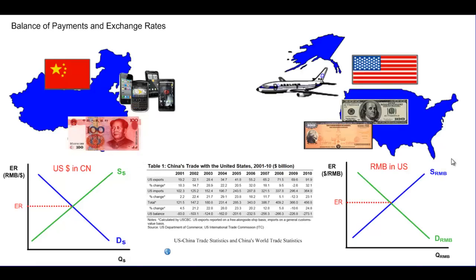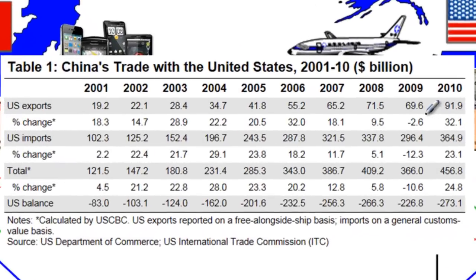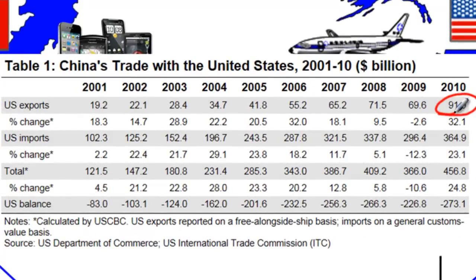Let's begin our analysis by examining some actual trade data from the last few years between the United States and China. The table shows the United States exports to China in each year and the US imports from China in each year. Let's look at the most recent year. We can see that in 2010, the US exported about $92 billion worth of goods and services to China, but it imported $364 billion worth of goods and services from China. This gives us a total volume of trade between China and the United States of $456 billion.